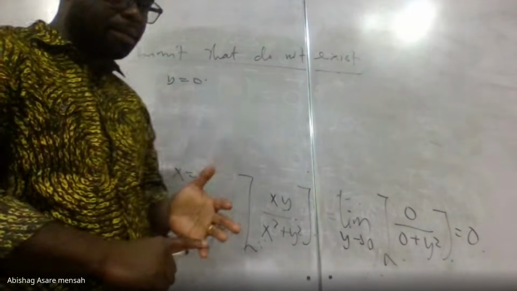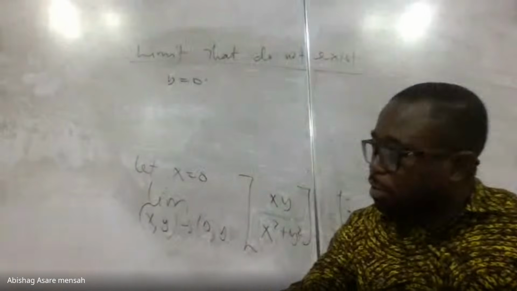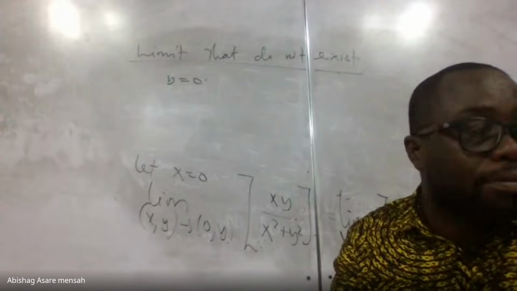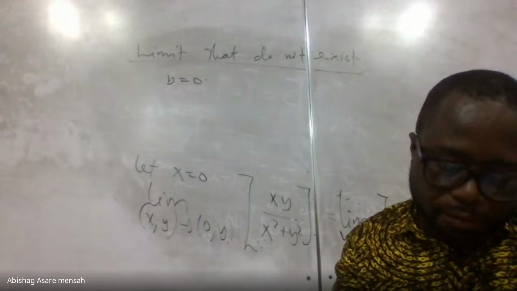Remember, in the first one, you set x to be 0 before coming to y. But this time we want to start with y. Start when y is equal to 0, before we come to the x.